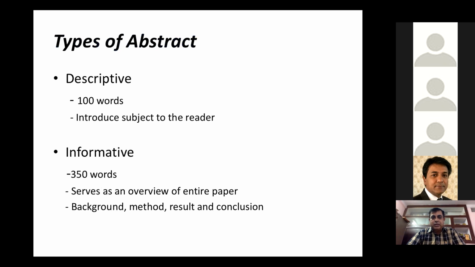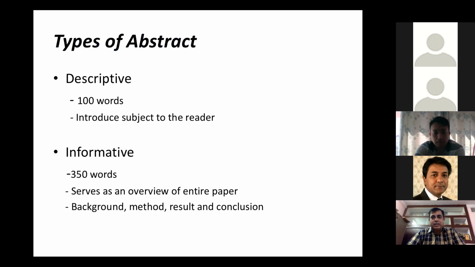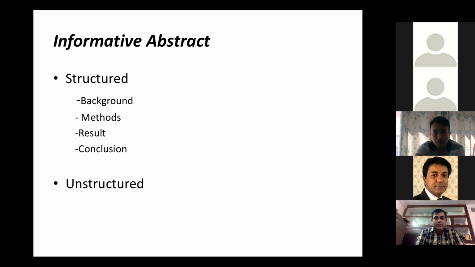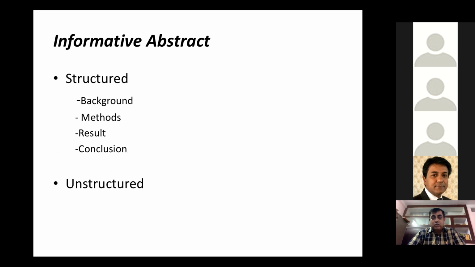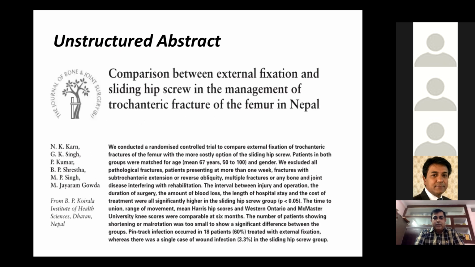Another is the informative abstract, where the maximum is, depending on the journal, 350 words. It serves as an overview of the entire paper and is divided into different sections. In a structured abstract these sections are the background, methods, results, and conclusion. In an unstructured abstract, it will be given in one paragraph. First, I will talk about the unstructured abstract.